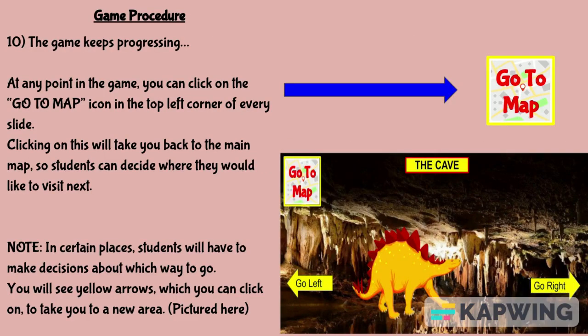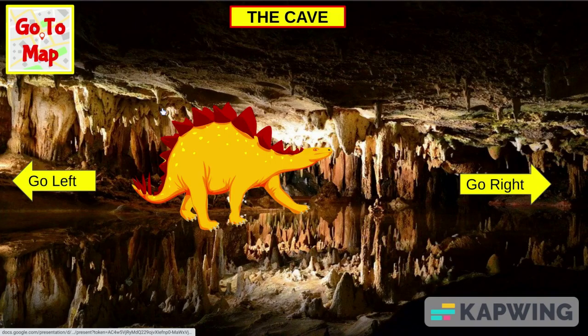At any point in the game, you can click on the Go-To Map icon in the top left corner of every slide. Clicking on this will take you back to the main map, so students can decide where they would like to visit next. Keep in mind that in certain places, students will have to make decisions about which way to go. You'll see yellow arrows on the screen, which means those are things that you can click on to take you to different places. So as you can see in the example here, at the cave, students can choose to go left or they can choose to go right.